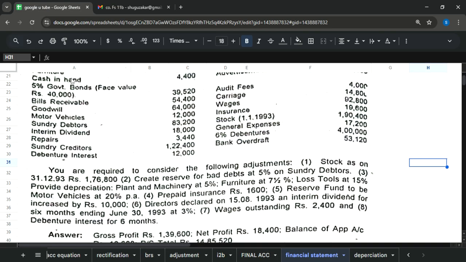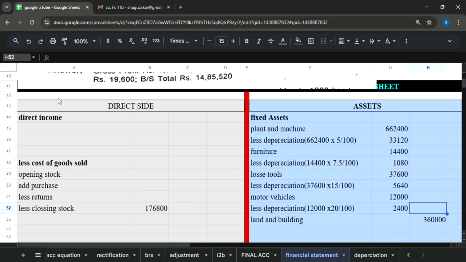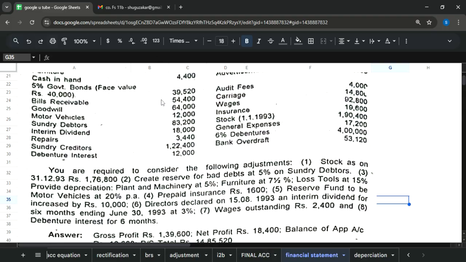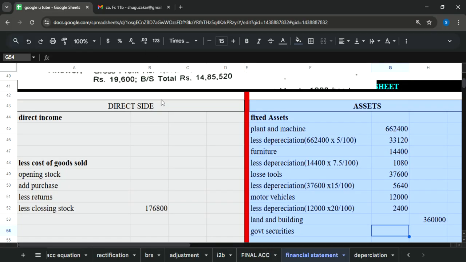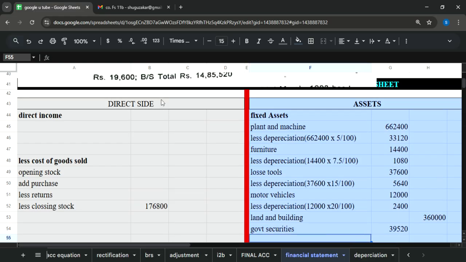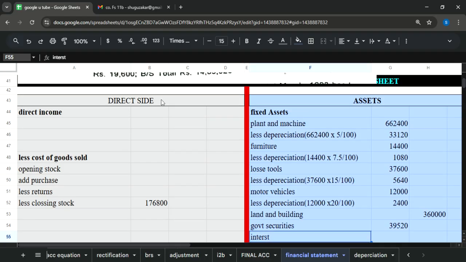After cash in hand, we have government securities, and 5% is mentioned. Original value is mentioned. Government securities are part of fixed asset. Current value of government securities is 39,520. First thing, but interest is also mentioned. So you will write interest on government securities, and that interest would be added.